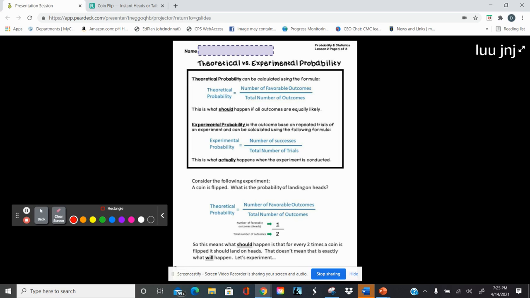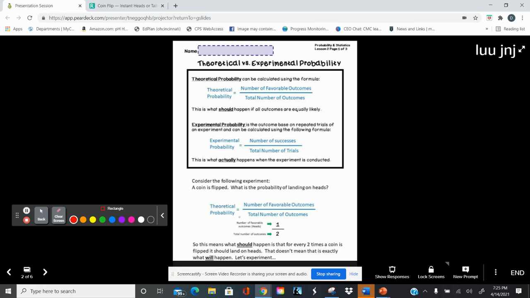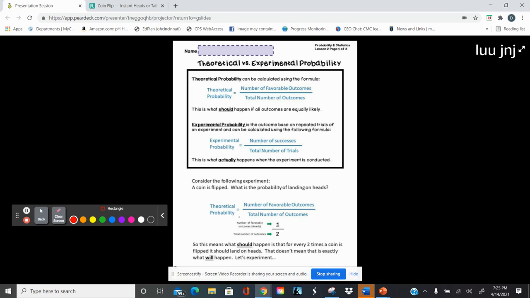So when we were talking about the coins, we have a theoretical probability, the number of favorable outcomes over the total number of outcomes. If we're just talking theoretical, we have a coin. The coin has two sides. It can either land on heads or it can land on tails. So the number of favorable outcomes, when we were talking about seeing how many times it lands on heads, would be one because on a coin, there's only one side that has a head on it, right? The other one is tails.